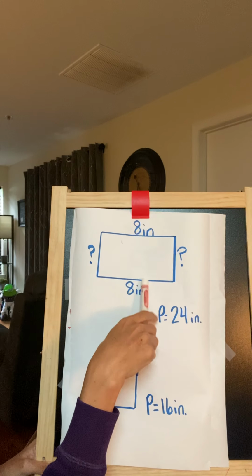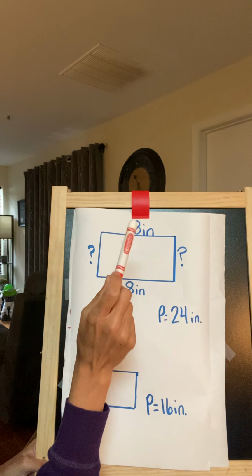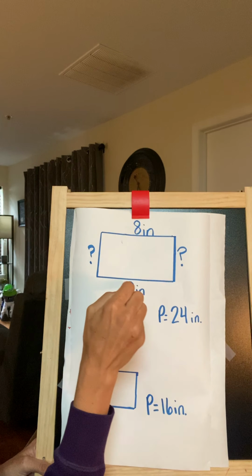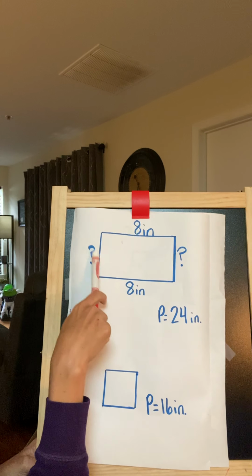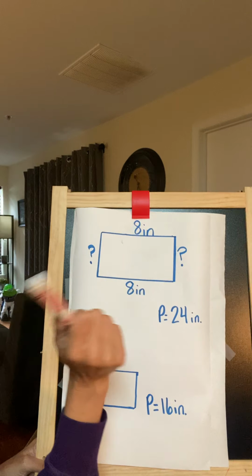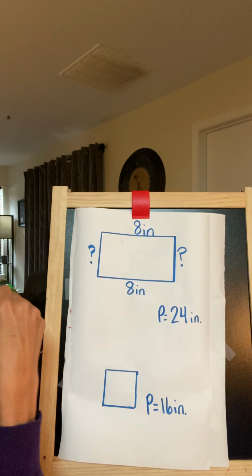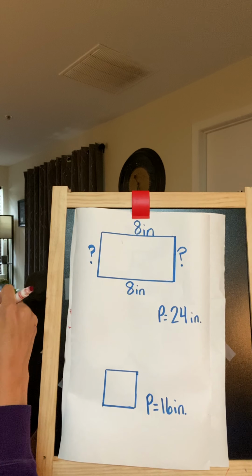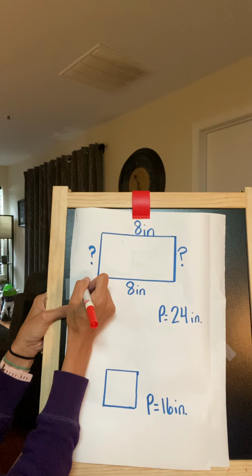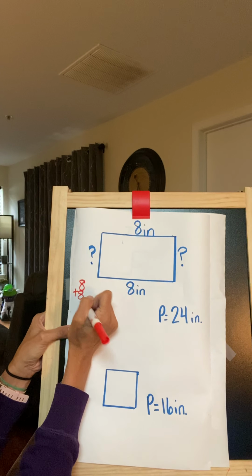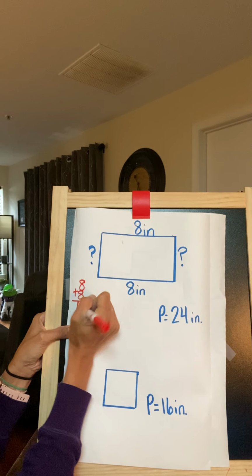But remember, what do we know about a rectangle? We know a rectangle has opposite sides that are equal. So the top and the bottom are equal, and that means these two are equal. So now it's gonna be a little bit different. Now I'm still gonna add up my 2 known sides. So 8 plus 8, and that's kind of mental math, but I like to show all my work. 8 plus 8 equals 16, okay?